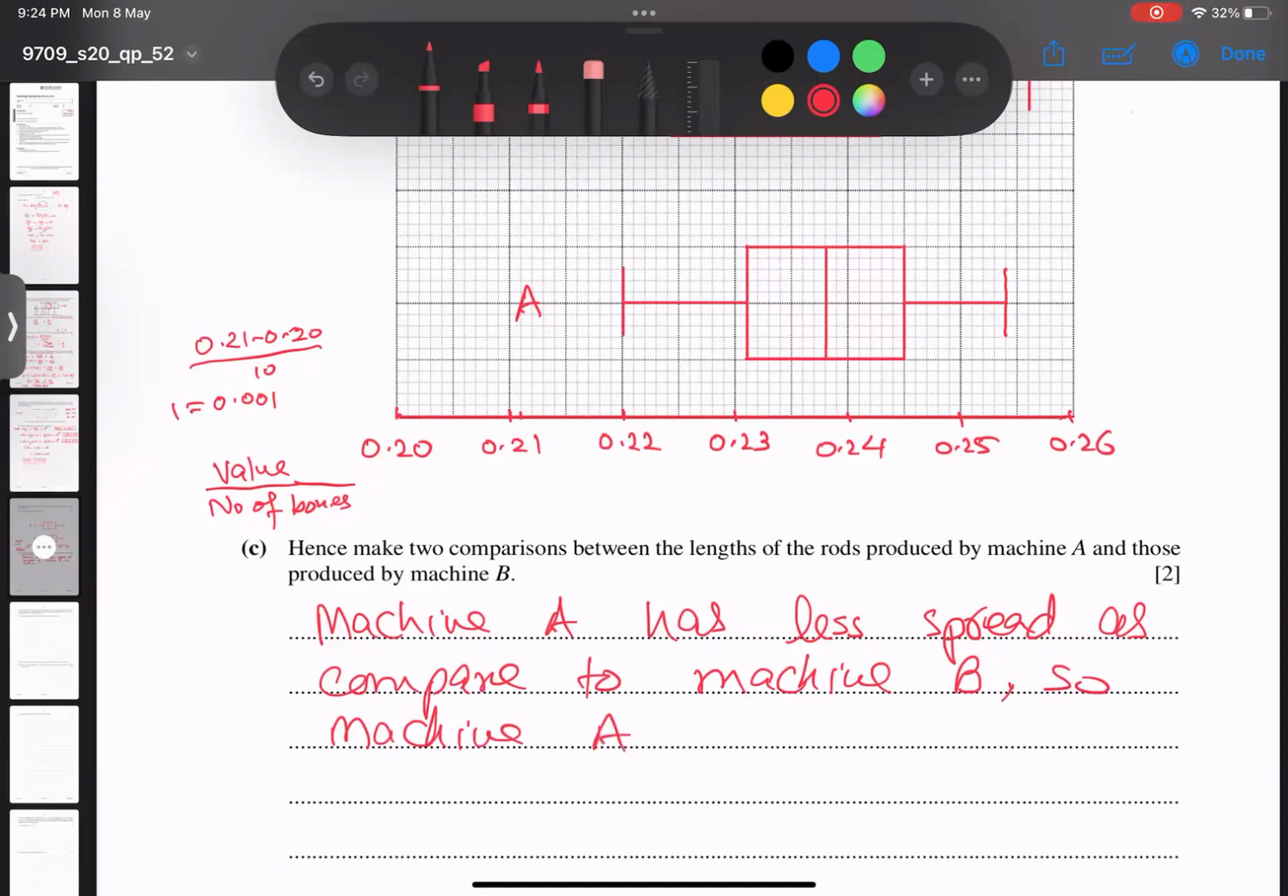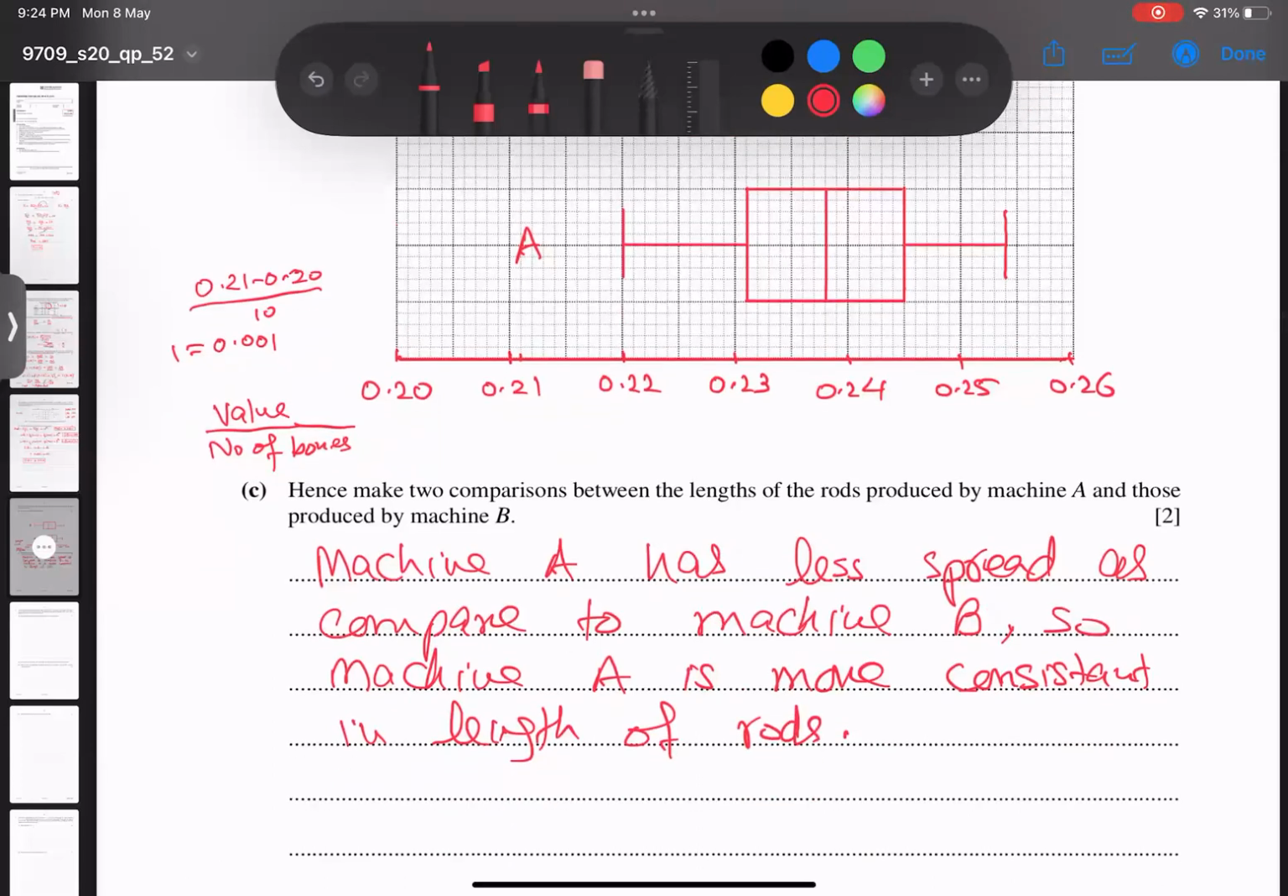Machine A is more consistent lengthwise, in the length of rods. One idea is that spread always helps us to say which is more consistent. So this is more consistency.